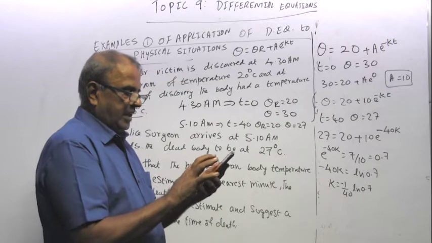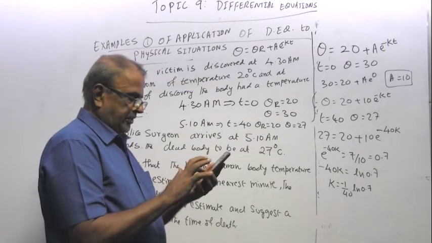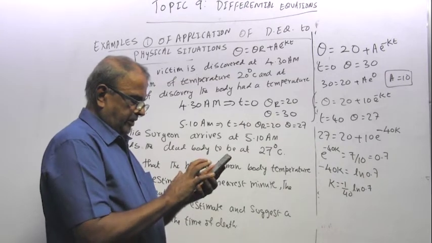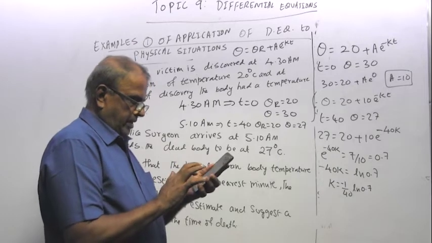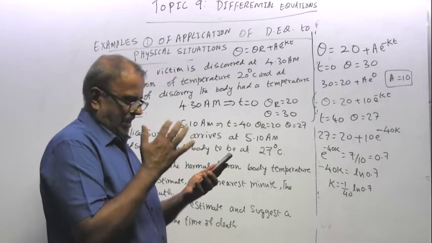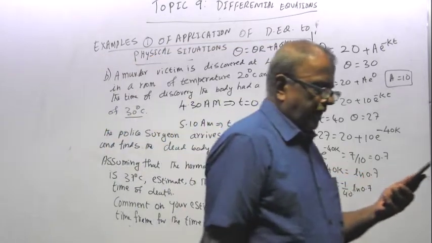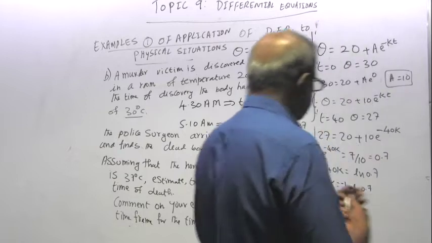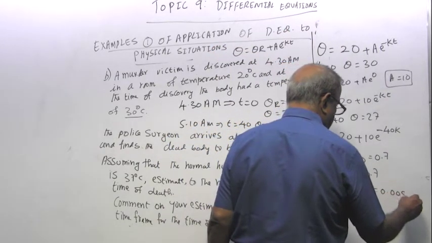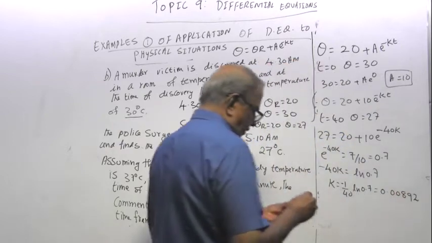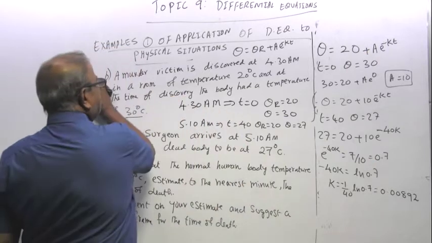Right, let me see how to evaluate that. ln 0.7 divided by 40. I will ignore the minus sign. It is 0.00892. So therefore, I can put all these things back. I can rub this off.